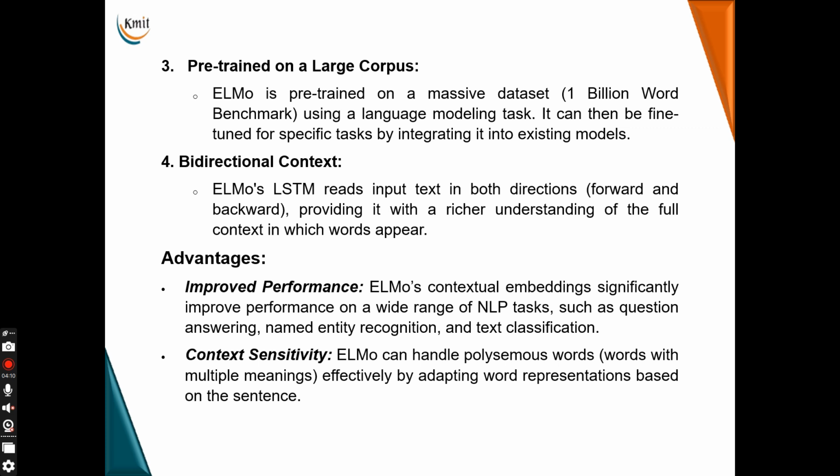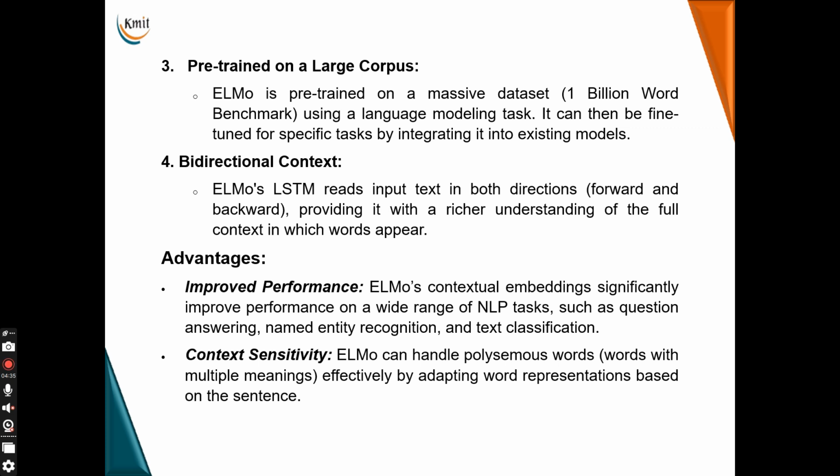What are the advantages? Because it is trying to have so many features like understanding the context, processing it bidirectionally, and it is trained on huge amounts of data set, naturally the performance will be an advantage to this model. So there is improved performance in this model.